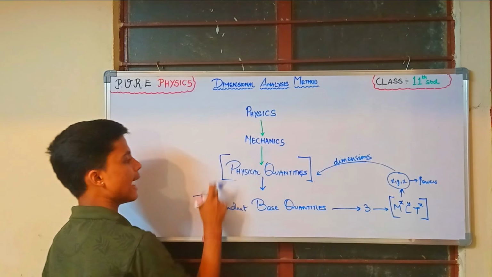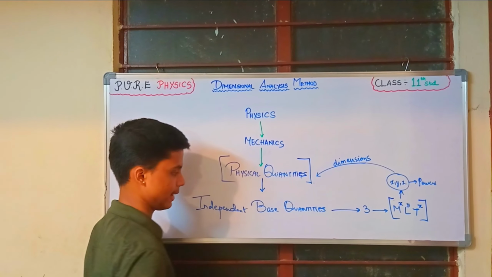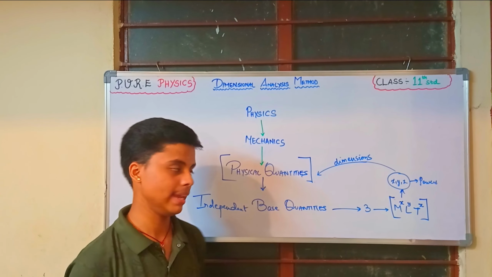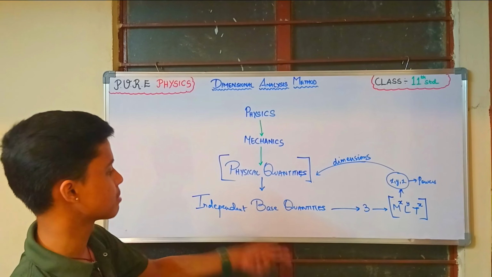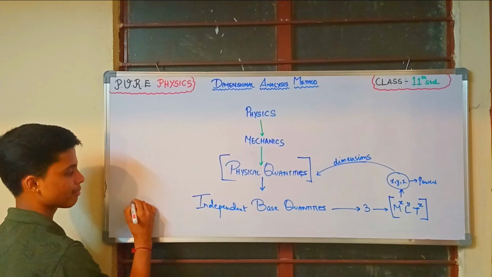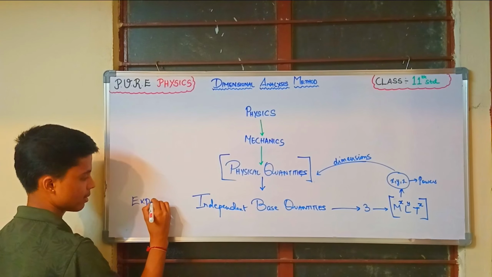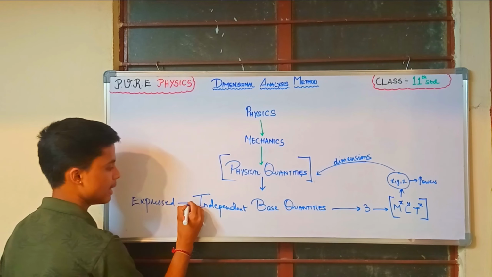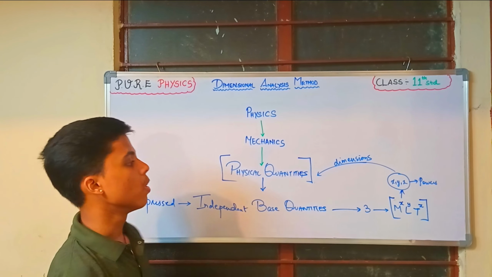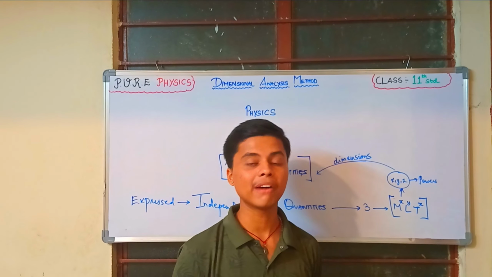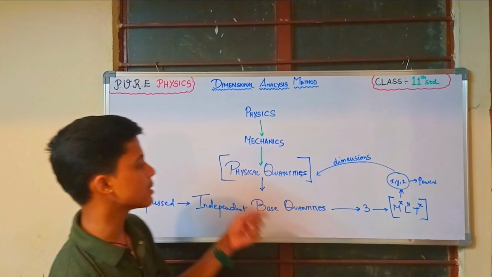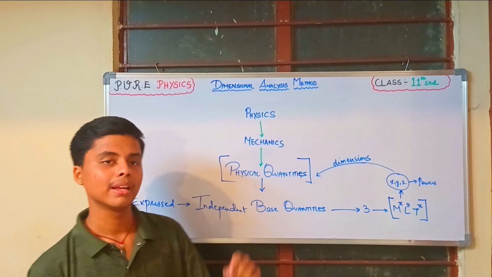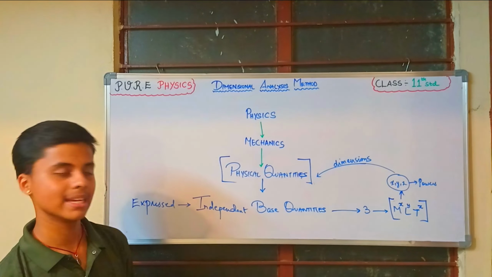So the dimension of a physical quantity can be defined as any physical quantity that is expressed in terms of independent base quantities, whose powers represent the dimension of the physical quantity. So this is the definition of the dimension of a physical quantity.